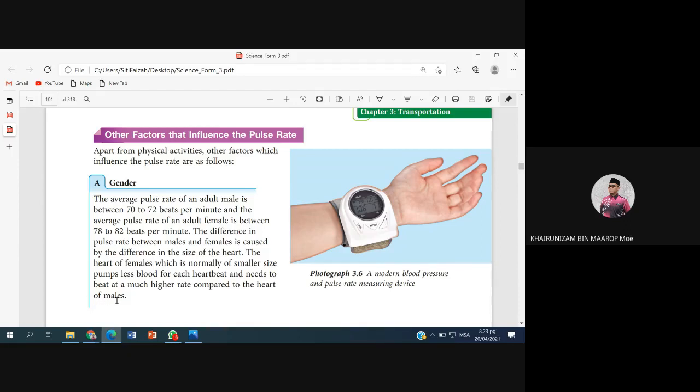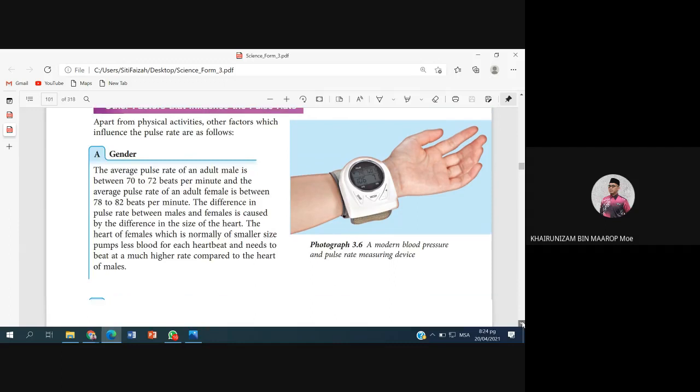Okay, biasanya lelaki mempunyai badan yang besar dan mempunyai jantung yang besar. Perempuan badan yang kecil, jantung dia mungkin lebih kecil. So bila jantung yang kecil, dia akan mengepam lebih laju untuk menghantar darah ke seluruh badan. That's why dia akan mencapai bacaan yang lebih tinggi untuk pulse rate itu. Okay, boleh faham?